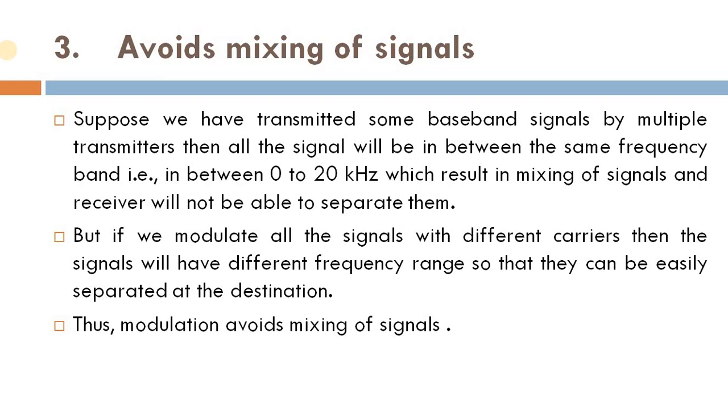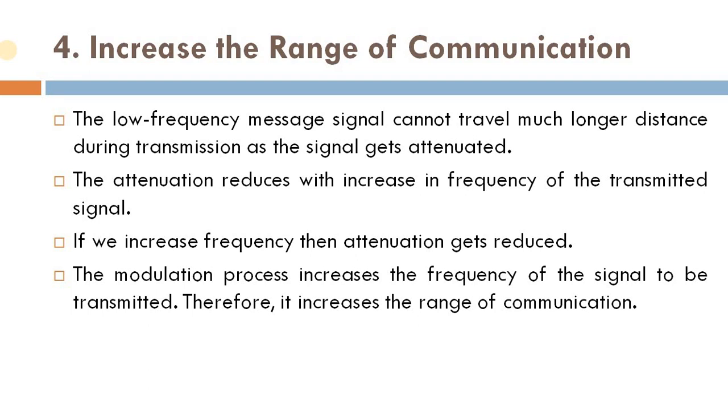Next, modulation avoids mixing of signals. Suppose we have transmitted some baseband signals by multiple transmitters, then all the signals will be in between the same frequency band, that is, in between 0 to 20 kHz, which results in mixing of signals and the receiver will not be able to separate them. But if we modulate all the signals with different carriers, then the signals will have different frequency ranges so that they can be easily separated at the destination. Thus, we can conclude modulation avoids mixing of signals.